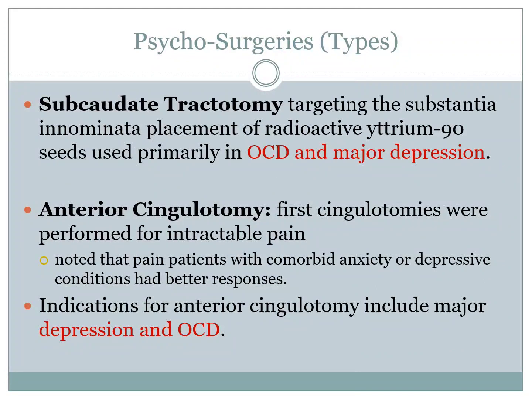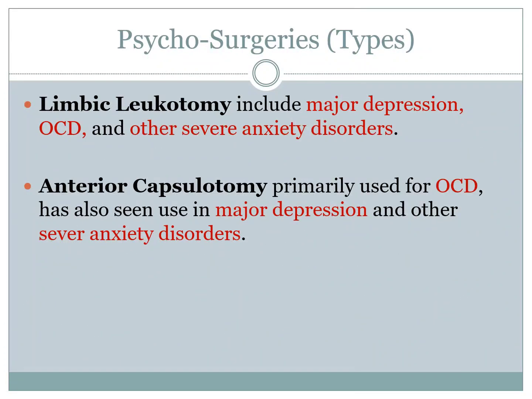There are a few examples: subcaudate tractotomy is used for OCD and major depression. Anterior cingulotomy is for depression and OCD. Limbic leucotomy, depression, OCD, and anxiety disorder. Anterior capsulotomy for OCD, depression, and anxiety. So mainly these surgeries are for depression and obsessive compulsive disorders.